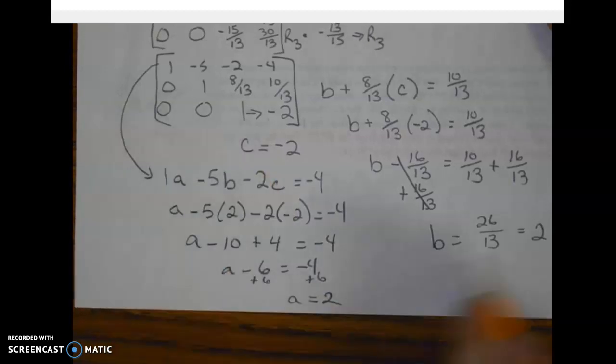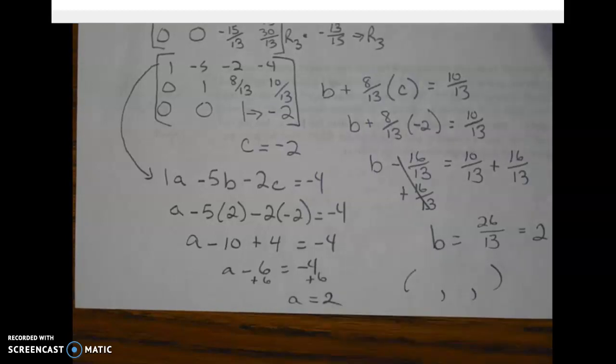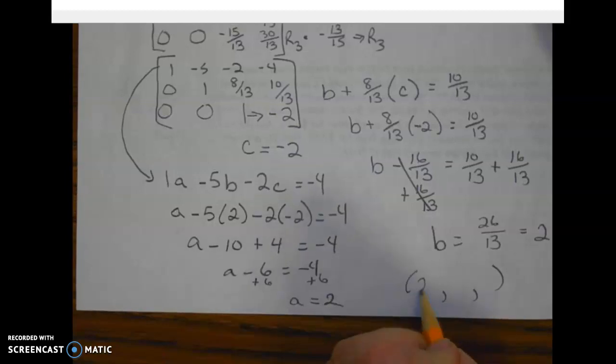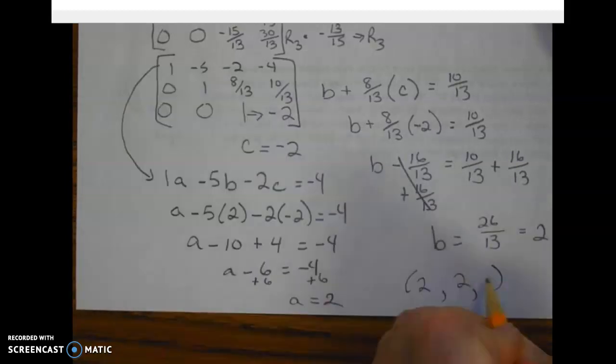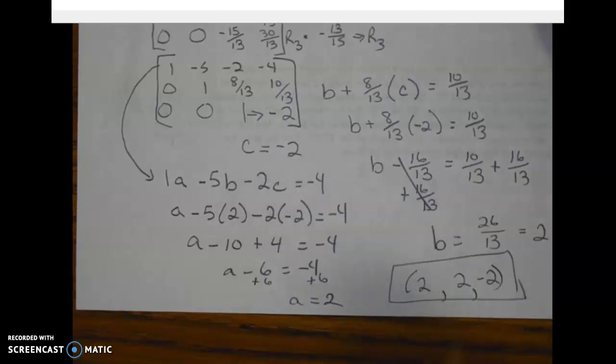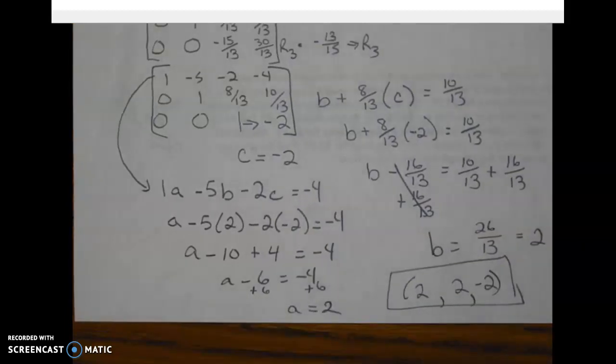Now we have 3 answers, so we're going to put it into an ordered triple in alphabetical order. So the A value goes first, then the B value, then the C value. And this is the point where these 3 planes intersect.